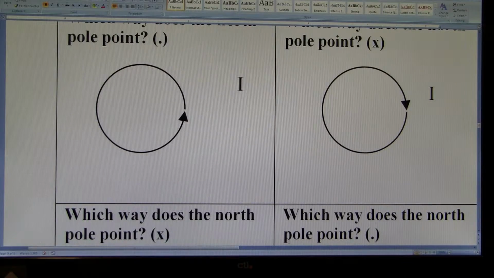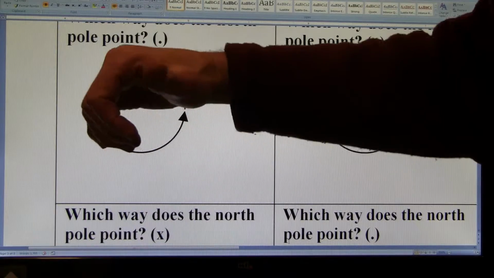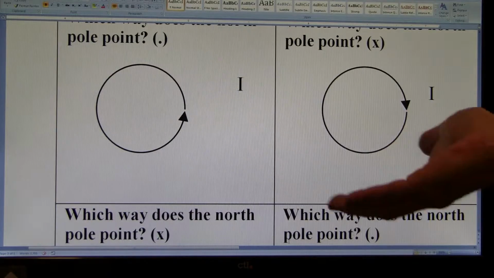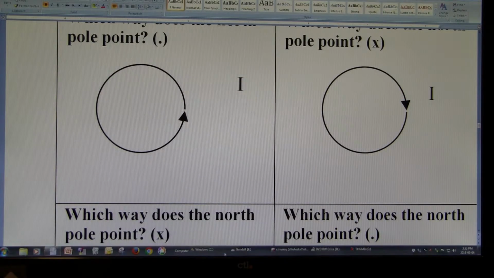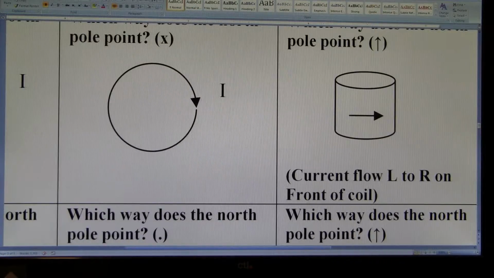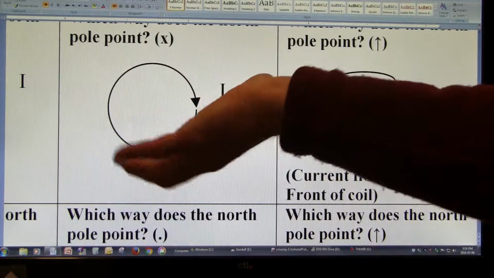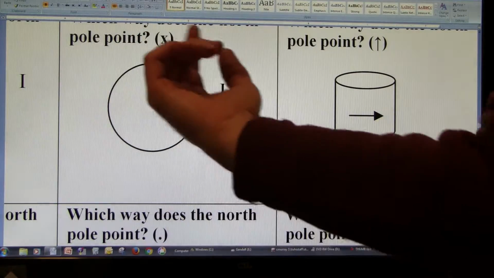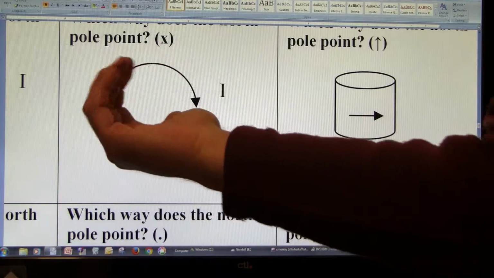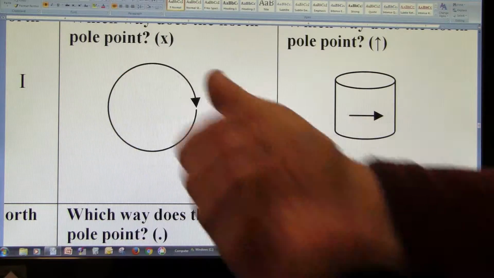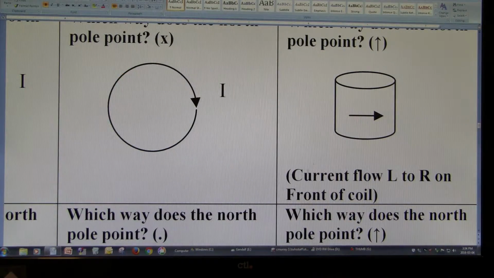Okay, so again, this is another anti-clockwise loop. So the North Pole is out of the page. Here the North Pole is into the page. All right, so wrap your fingers in the direction that the current goes on the loop, and your thumb is the direction of the North Pole, right?